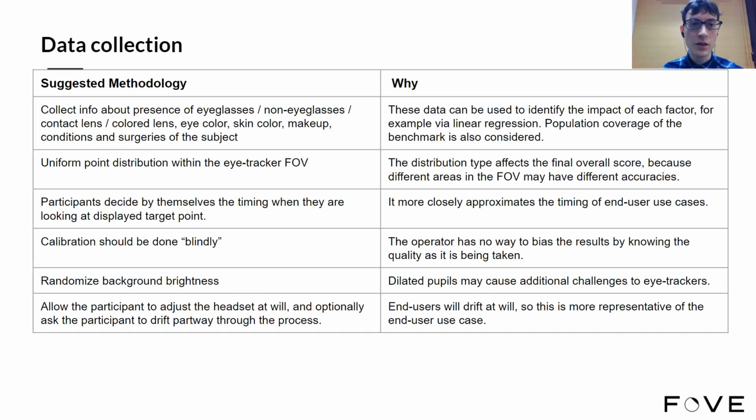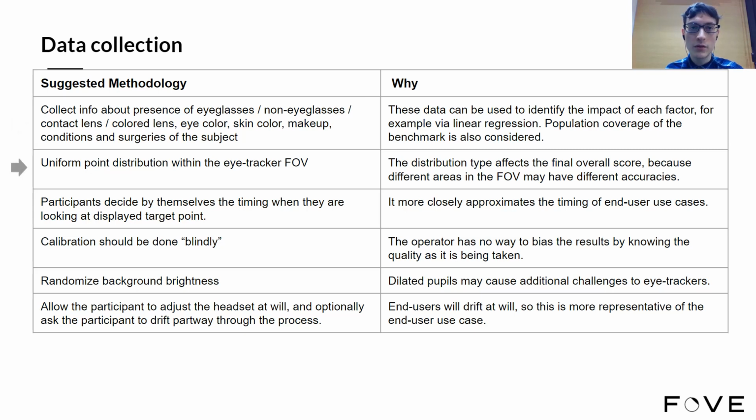Next, I want to introduce some important features for data collection. Just like in any other data collection for eye tracking and benchmarking, we suggest collecting information about every participant. It includes information about the presence of eyeglasses, contact lenses, colored lenses, what eye color, skin color, and makeup the participant has, and whether there are any conditions or surgeries of the subject. This data can potentially bias the result, but we can do nothing to mitigate that, other than just collecting such information and later using it to analyze how each factor affected the result.